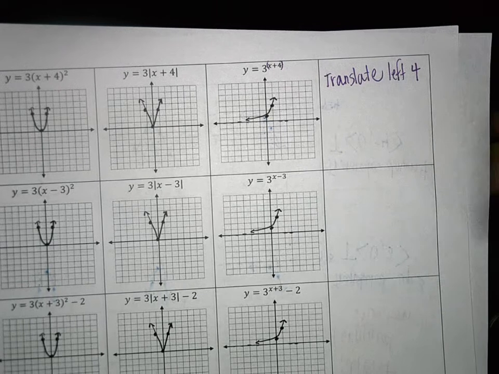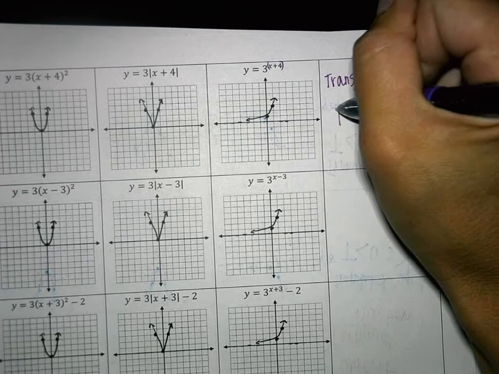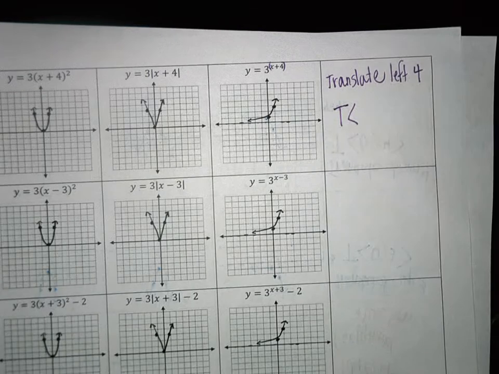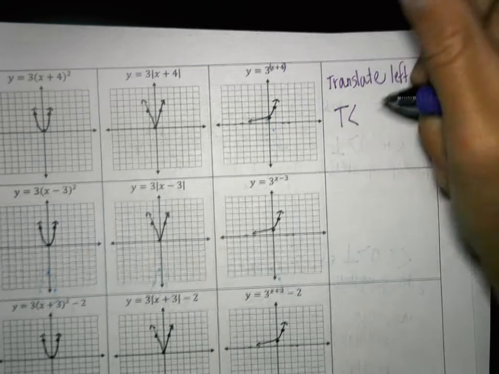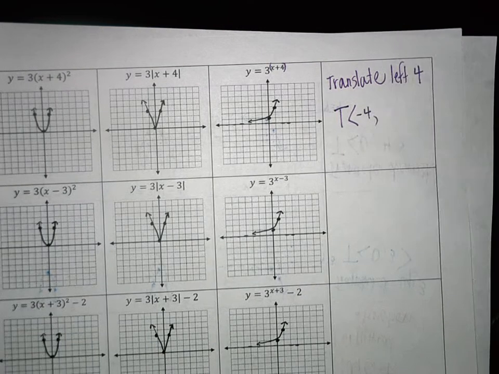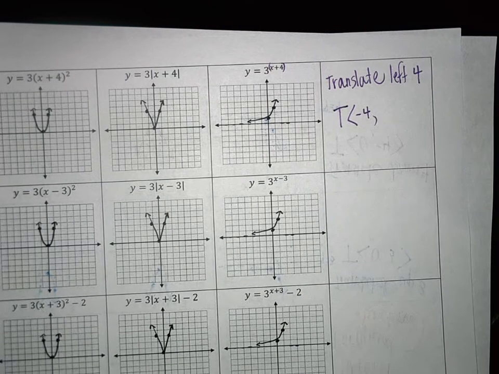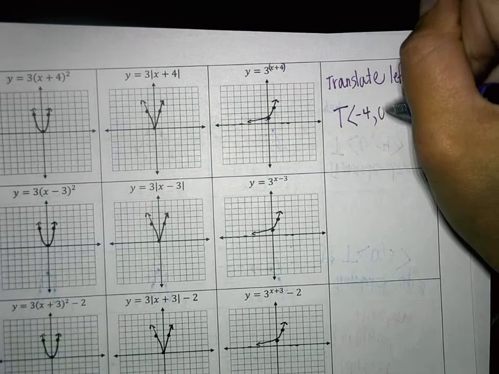And let's go ahead and write it the other way. So we're going to go t, and then what will I write for the x part? A -4. And then is it going to translate it all in the y? No, so that's going to be a 0. Good.